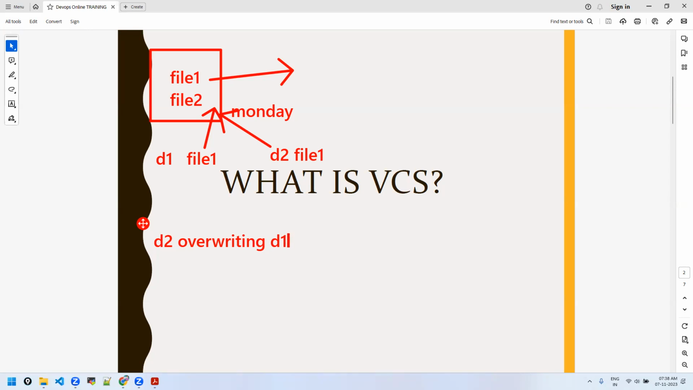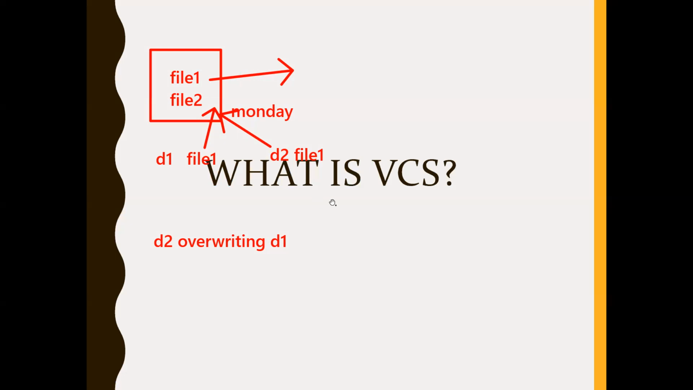So that's where version control systems come into the picture. A version control system can help you with securing the files. It will not allow people to overwrite the changes of others. This will not happen if you use a version control system. It allows people to work on the same file at the same time, simultaneously. A version control system allows us that.